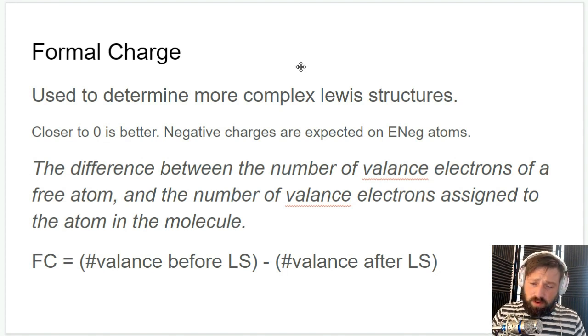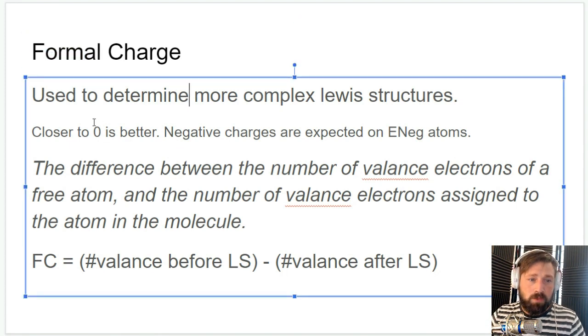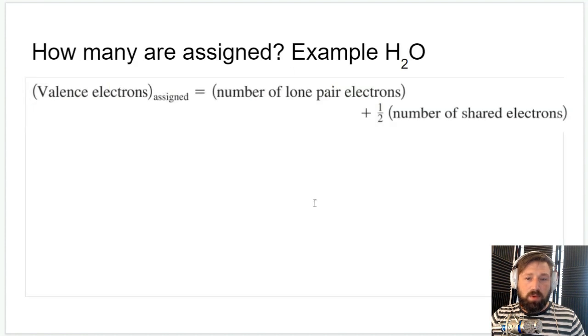Does it have 2? What's the deal with that? And the answer is by looking at their formal charge. Now, a formal charge is how many valence electrons they have before the Lewis structure, and how many valence electrons after the Lewis structure. I'm going to give you an example with that just by looking at H2O.